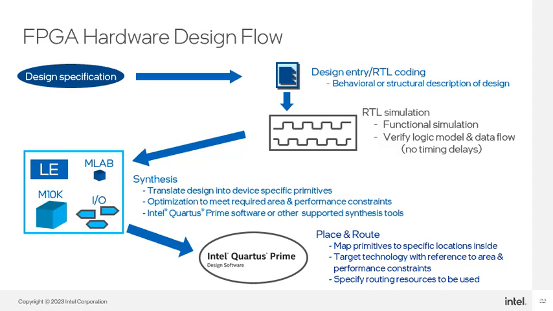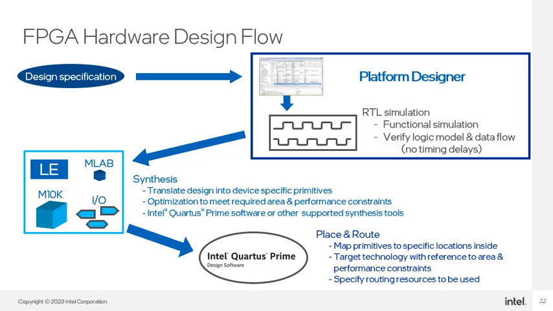Next, synthesis turns the design into device-specific primitives, and place and route, performed by the Intel Quartus Prime fitter, selects locations in the device for those primitives and wires them together. As you've seen, Platform Designer is a front-end tool for building a system. It generates regular HDL code, so think of it as just another method for design entry in the flow.